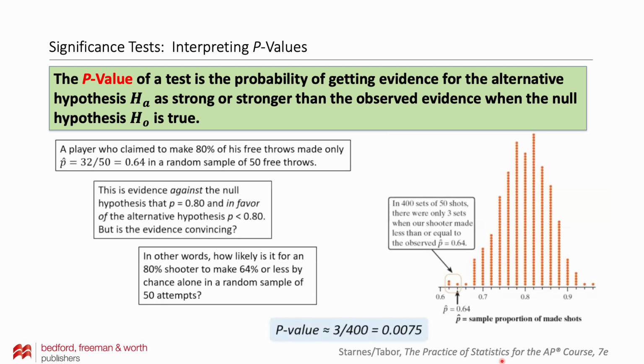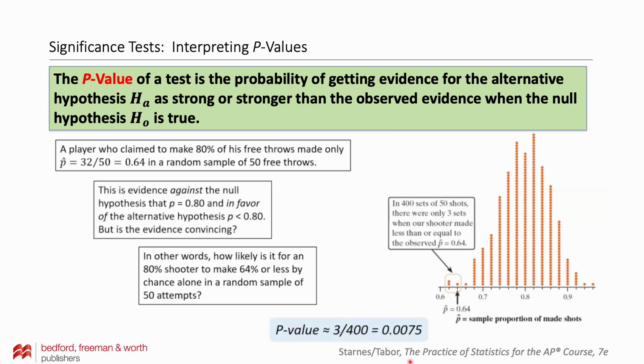Now, let's relate this to something we have done before in stats. Remember when we talked about the percentage of an event happening purely by chance? The smaller the percentage, the more unlikely the event will happen. So we have to think about what this means in the context of this problem. In other words, how likely is it for an 80% shooter to make 64% or less by chance alone in a random sample of 50 attempts?